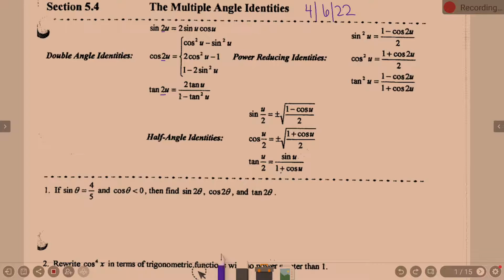And we have half angle identities. These are half angle identities because they're halves: u over 2, u over 2, u over 2. You will notice the sine and cosine are plus or minus a square root. That plus or minus will be decided when you're in the middle of a problem and you look and see what quadrant you're in as to whether it's a positive or a negative.